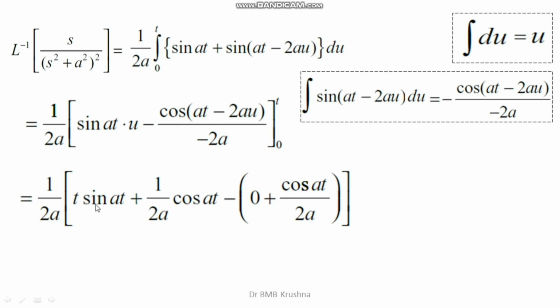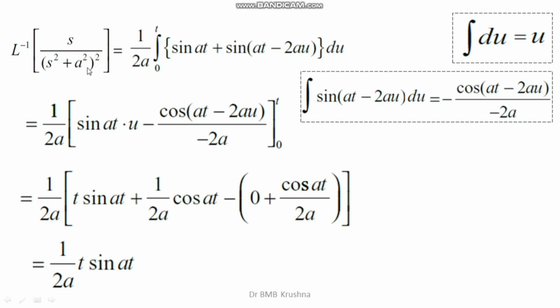This is only the upper result. Minus, when u is replaced with 0, the first term became 0, negative of negative is positive, that is why you have a plus. U replaced with 0, it became cos at. In the numerator you have cos at, in the denominator you have 2a. Simplify this: 1 by 2a cos at minus 1 by 2a cos at cancelled. You have 1 by 2a t sin at, which is the required inverse Laplace transform.